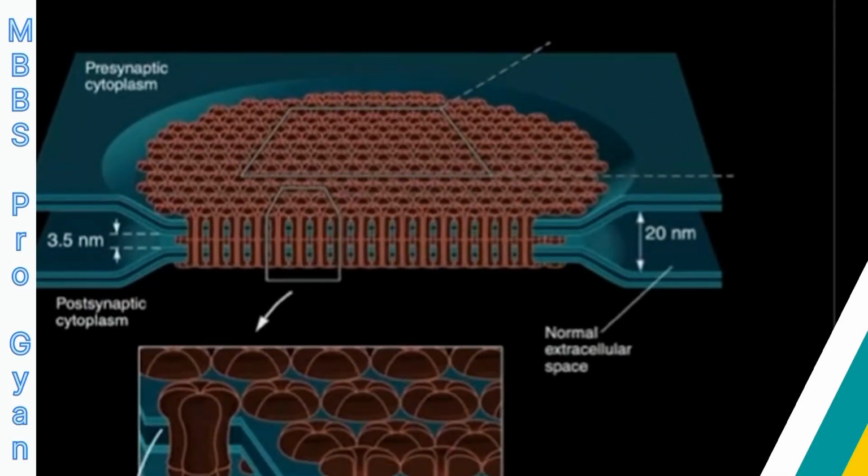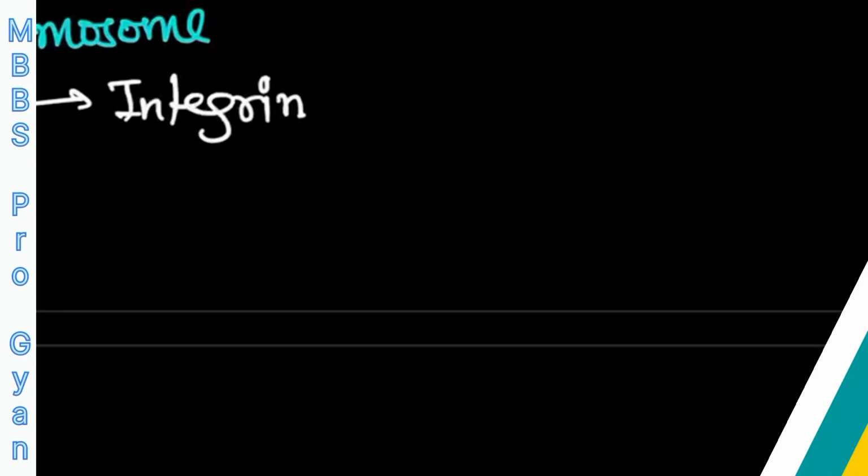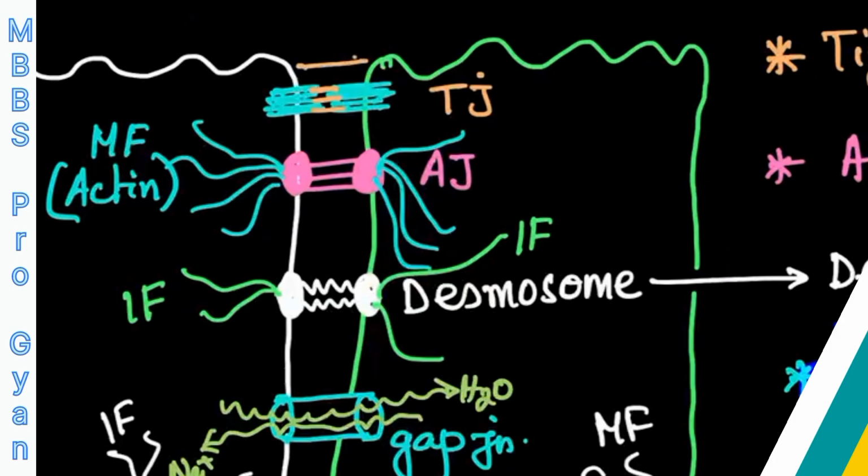Look here. This is one plasma membrane, and this is another plasma membrane from a nearby cell. So two cell membranes are coming near to each other. Normally the distance between these two plasma membranes is 20 nanometer, as it is given here. So the distance between two plasma membranes is 20 nanometer.